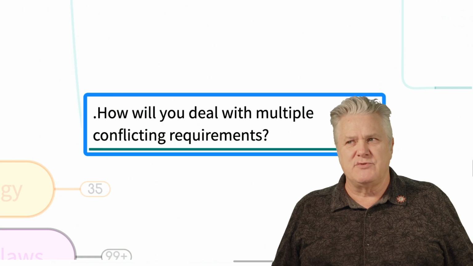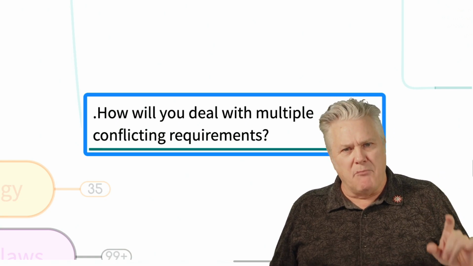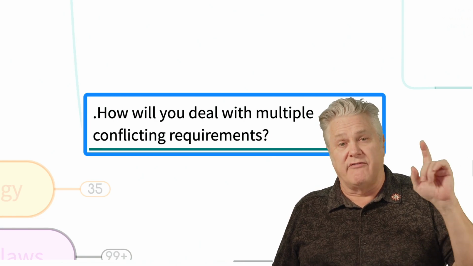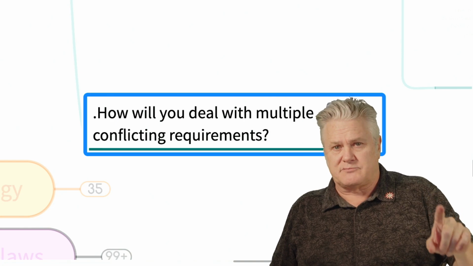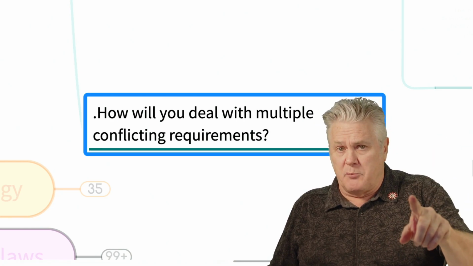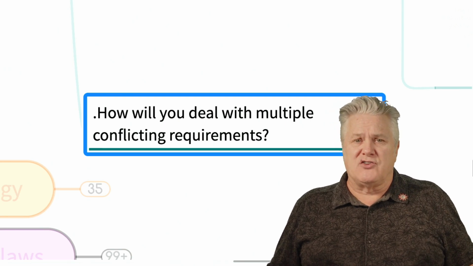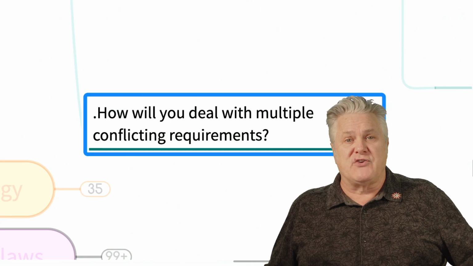So now my question to you is, how will you deal with the multiple conflicting requirements of your organization, the laws that you are going to inherit, the tools that you're going to put in place, the controls that you're going to put in place, and how will you protect your organization, not from a legal standpoint, but from a cybersecurity standpoint?